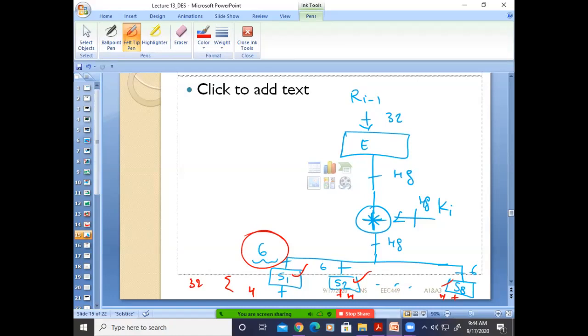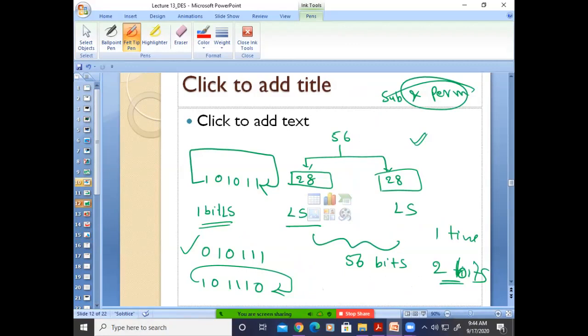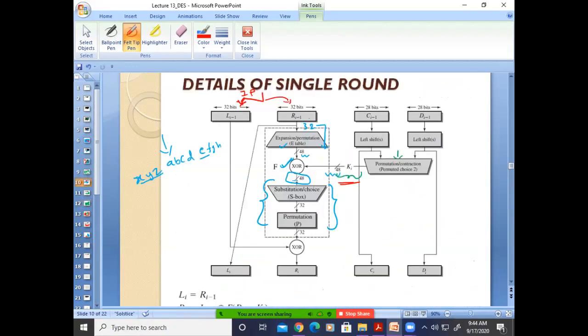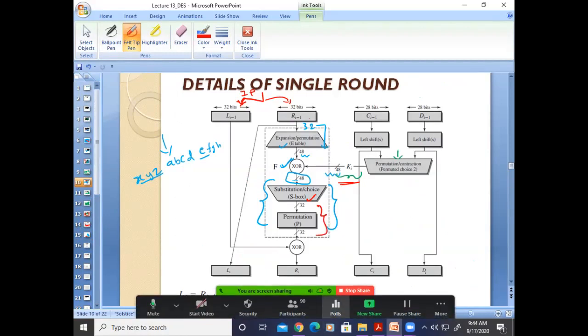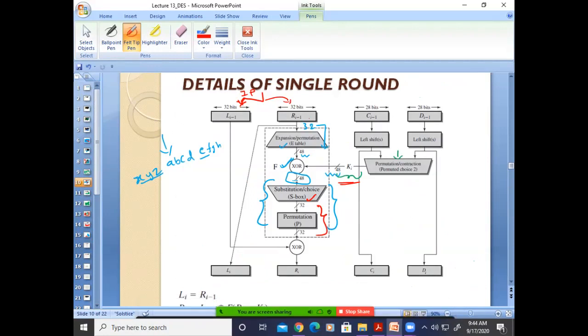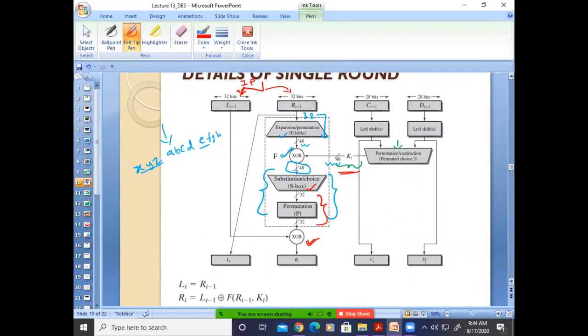Once it is converted into 32 bits, again there is one more permutation. Once we have converted 48 to 32 bits using SBoxes, we take one more permutation, again meaning rearranging the bits. That will come as an input for the XOR operation. That output will be transferred to the right side, and the Ri minus 1 is directly transferred to the left side. So that is the Feistel structure only.